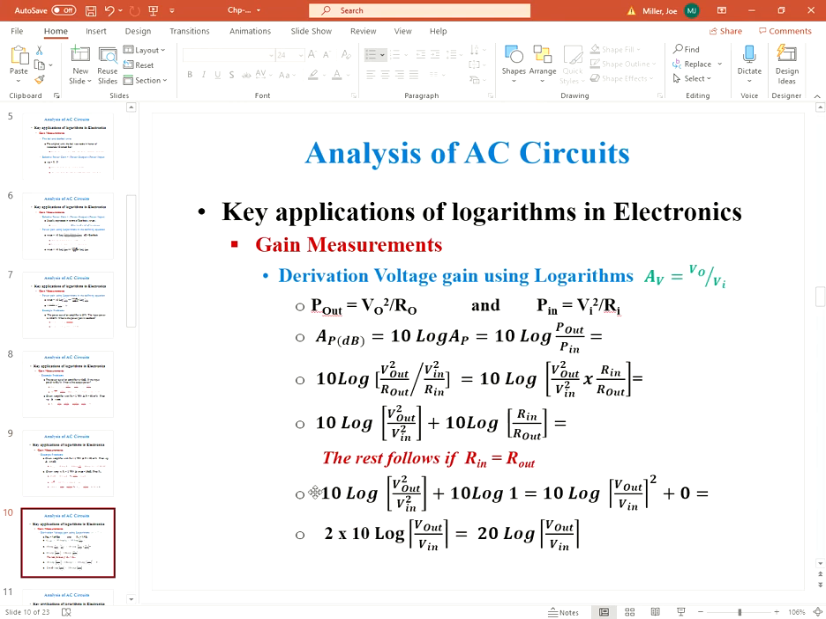Now the rest of these equations follow if R in equals R out. This second term, R in divided by R out, when they're equal becomes 1, and the log of 1 is 0. So we're left with 10 log of V out divided by V in, squared, plus 0. So just drop it. And this squared here, if you put it out here, you can multiply that times 10, and 2 times 10 log of V out over V in equals 10 log of V out divided by V in squared.